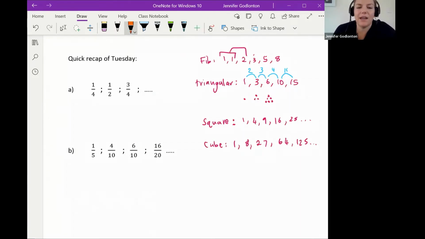And then we were looking at number sequences where there was a constant difference between each of them, and we had to find what the next two numbers would be. So I would like you guys to give A and B a try and tell me if you can figure out what the next two numbers would be. When you have an answer, please write it in the chat.